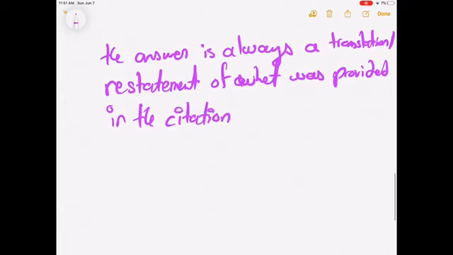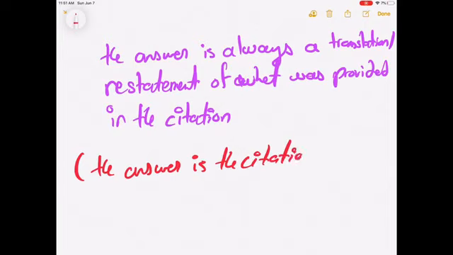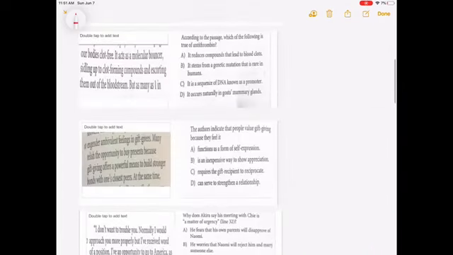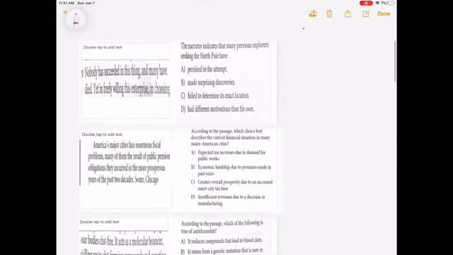And let's restate this rule in another manner. The answer is the citation. Citation means the evidence that's provided within the lines, in other words. So let's begin solving some questions to notice this pattern.